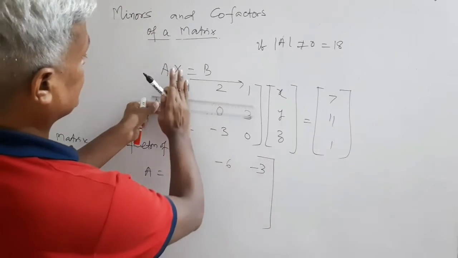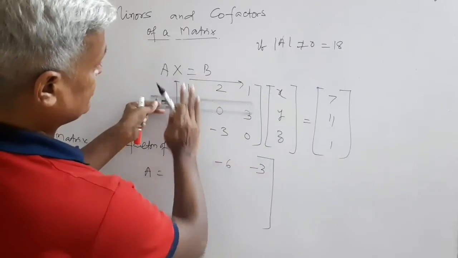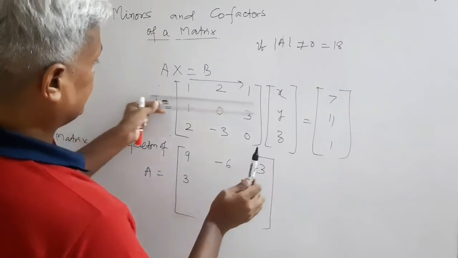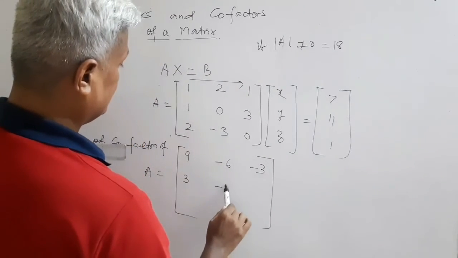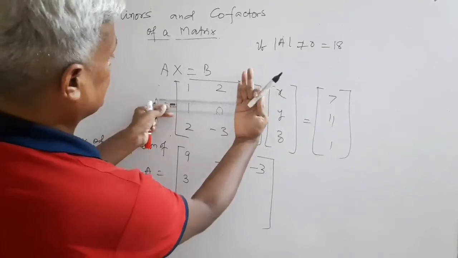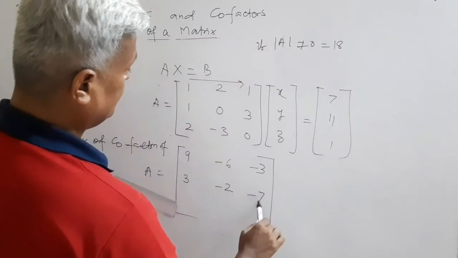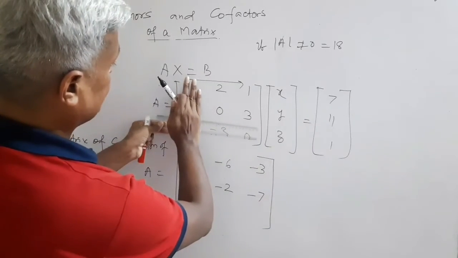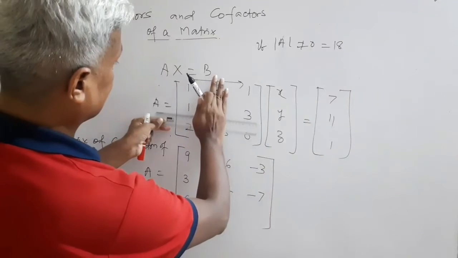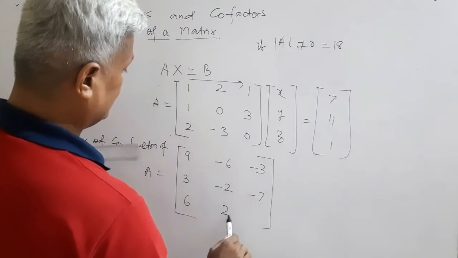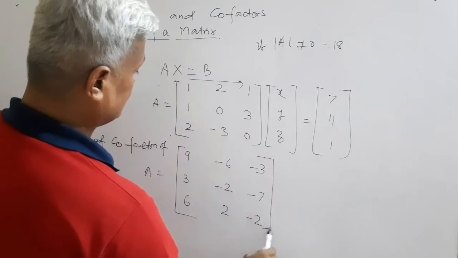Then I go for the second row, first element. Then you are getting 0 minus 3, that is 3. Then for the second element, this is 0 minus 2, minus 2. Then for the third element, this is minus 3 minus 4, minus 7. Then for the first element, 6 minus 0, 6. For the second element, 3 minus 1, 2. For the last element, this is 0 minus 2, that is minus 2.